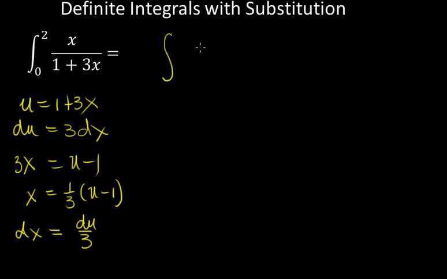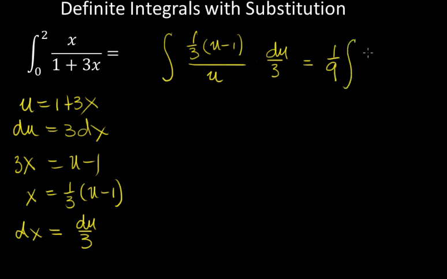So we get the integral of 1/3 times u minus 1, over u, 1 plus 3x, times dx, which is du over 3. This looks like the first example. And I'm going to pull out the 1/9. I have the integral of u minus 1 over u du. This is the first example.